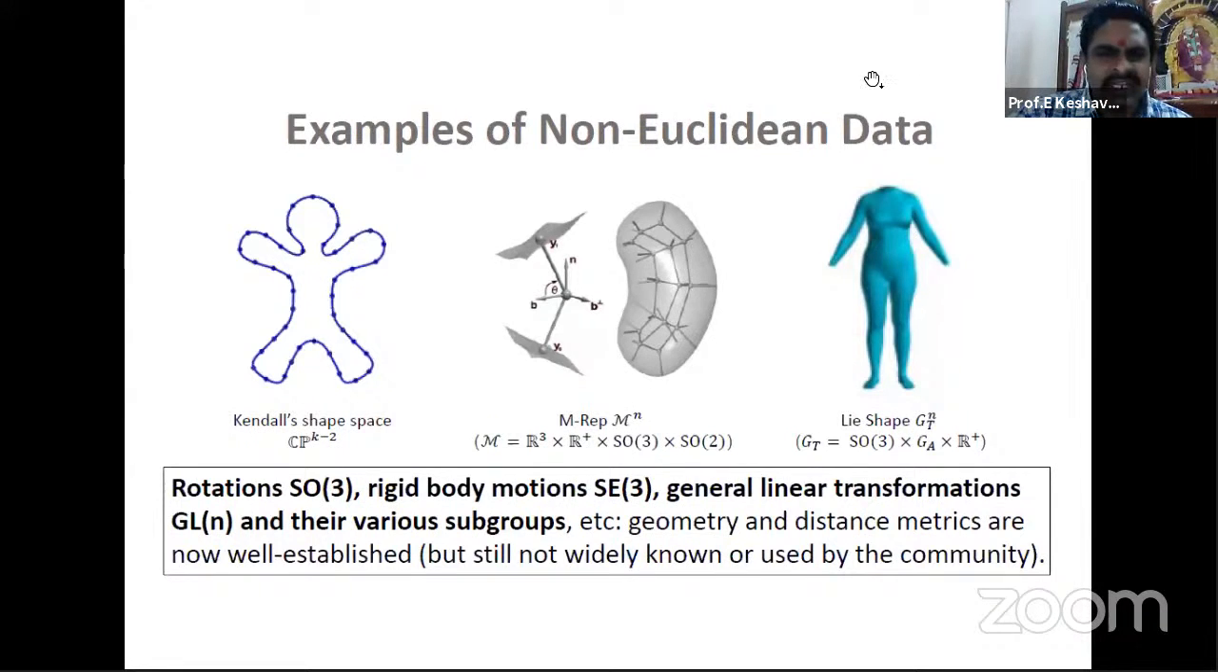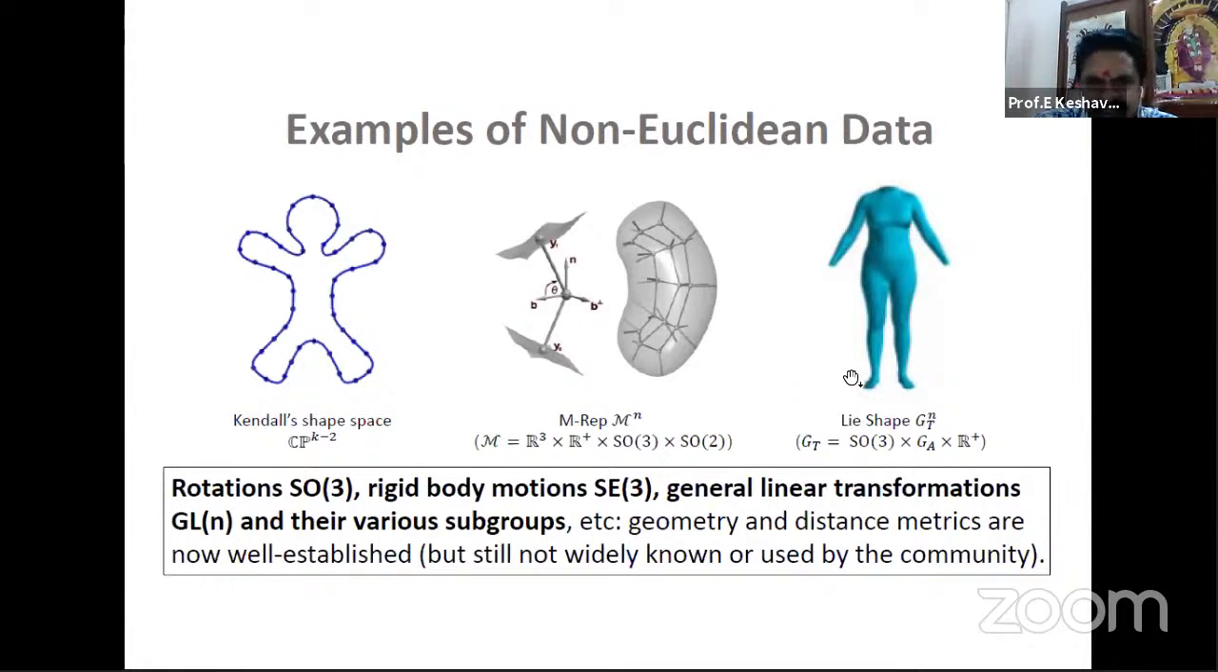For non-Euclidean data particularly, Kendall shape is like this, M represents M^n like this, and Lie shape is like this. See, these three shapes mathematically you can write like this, but the thing is the shapes are like this. You see, this is B bar, theta is there, N is there. Now from this to this and this to Lie shape. So this is the shape we are going to see, that is GT. Now these two shapes.